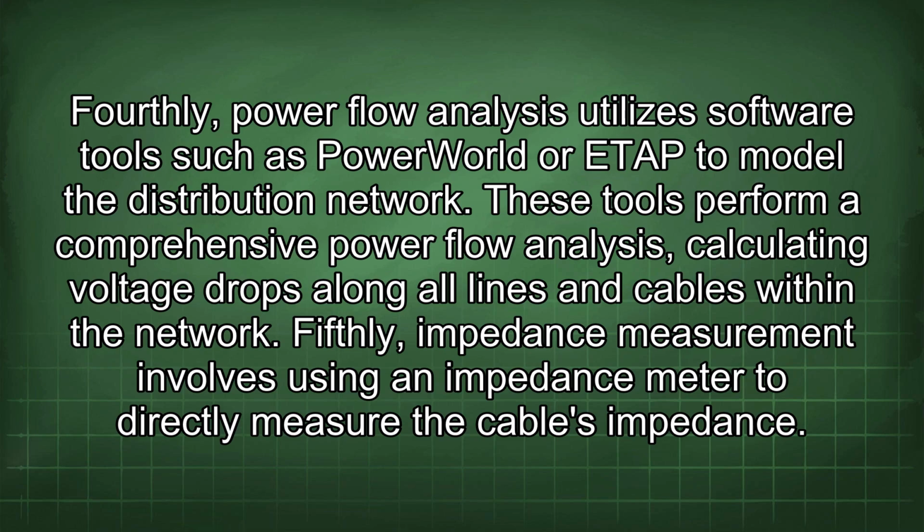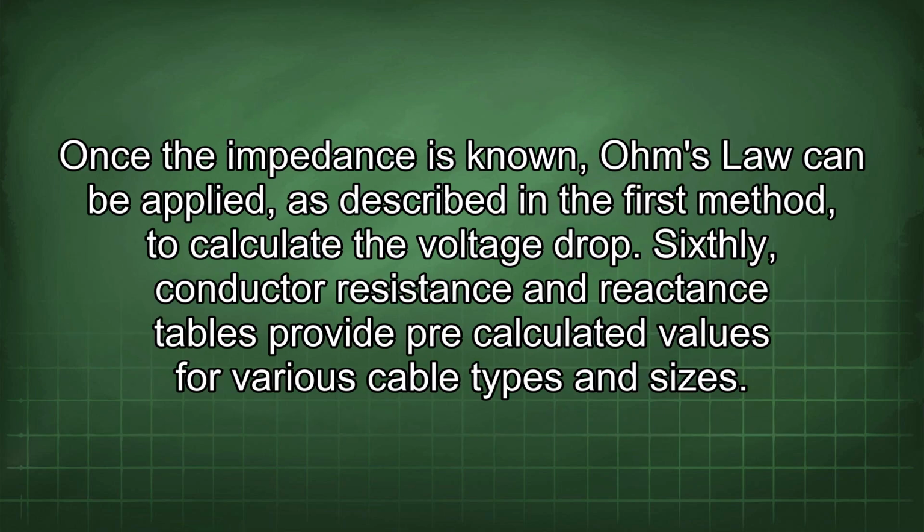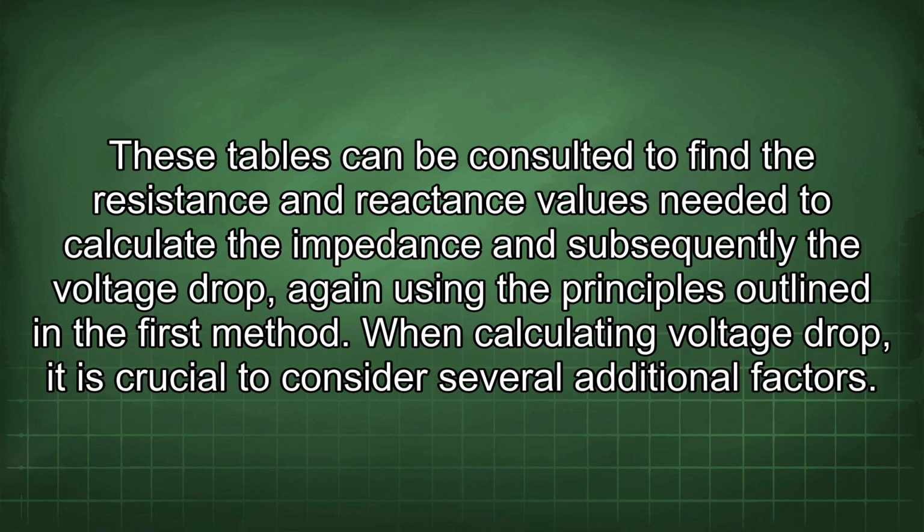Fifthly, impedance measurement involves using an impedance meter to directly measure the cable's impedance. Once the impedance is known, Ohm's law can be applied, as described in the first method, to calculate the voltage drop. Sixthly, conductor resistance and reactance tables provide pre-calculated values for various cable types and sizes. These tables can be consulted to find the resistance and reactance values needed to calculate the impedance and subsequently the voltage drop, again using the principles outlined in the first method.